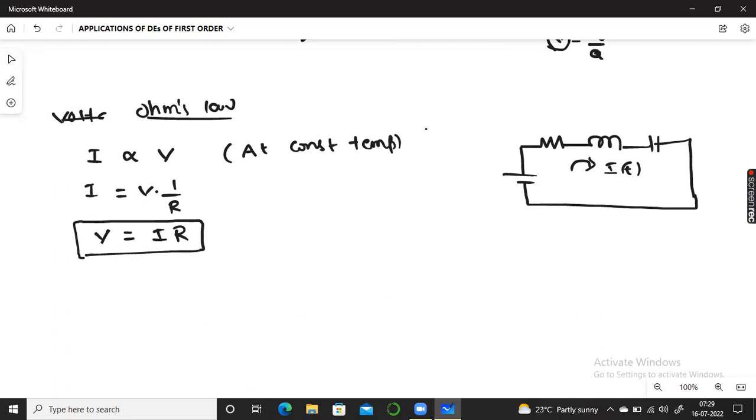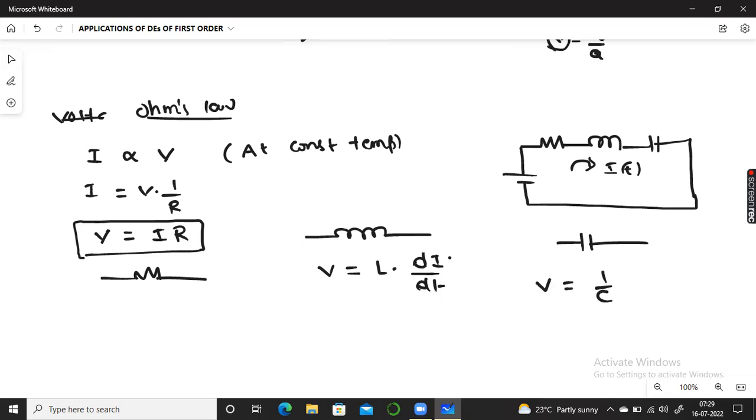The same way, this is in the case of a resistor. Remember, in the case of an inductor, the equation is voltage equal to L into di of t by dt. In the case of a capacitor, we have seen V is equal to 1 by C integral of i of t dt. These are the three equations we use in the upcoming example. So what is that example? I roughly take some values. I'm giving some voltage.